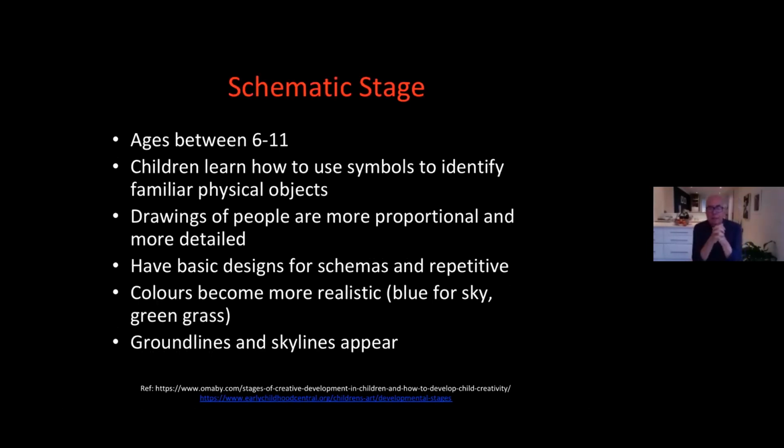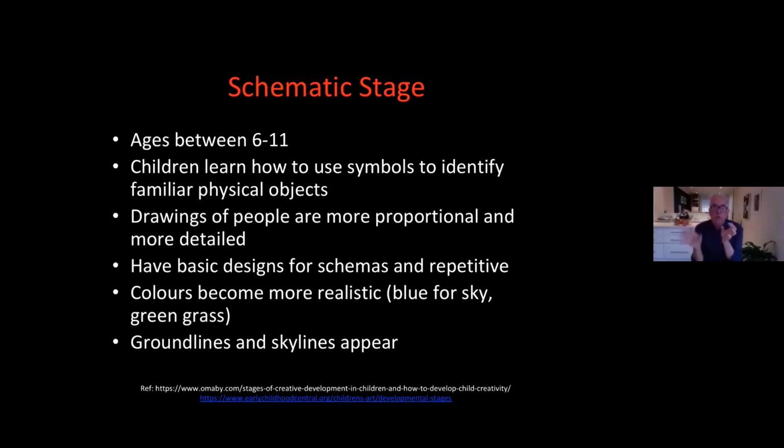The schematic stage is somewhere between 6 and 11. So this is where children learn how to use symbols to identify things. And so then, in other words, a house looks like a house, and a building looks like a building, and a car looks like a car. People become a little bit more proportional and a bit more detailed, and they have some basic designs or schemas, and they become a little bit repetitive.